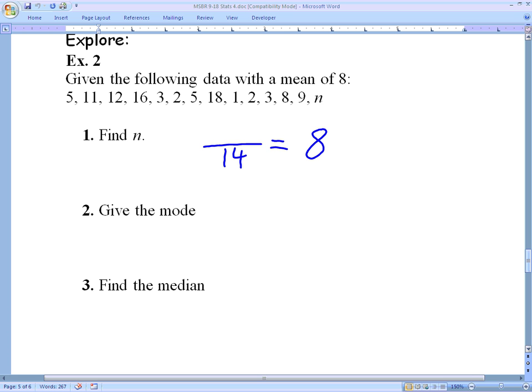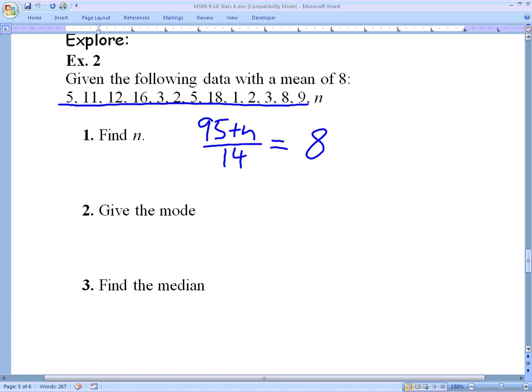So now I need to add up all these numbers. I need to add up the 5, the 11, the 12, the 16, 3, 2, 5, 18, 1, 2, 3, 8, 9, and then of course n. And I will use that to set up my equation. I'm going to plug all those into my calculator here. And I end up with a total of 95. So all these numbers add up to 95. Let me erase here so that you can see the numbers better. They add up to 95 plus the n.